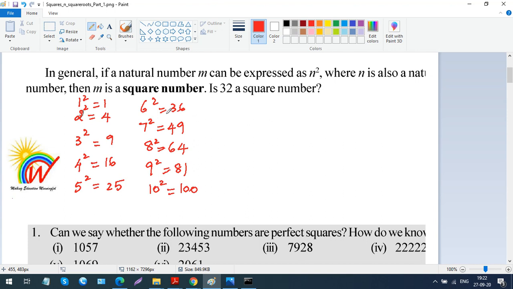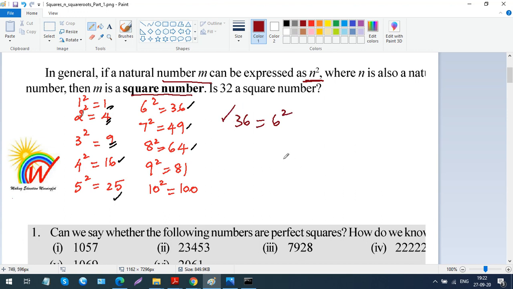Right? So these numbers, which could be written as a square of another number, like 1 could be written as 1 square, 4 could be written as 2 square, 9 could be written as 3 square. These numbers 1, 4, 9, 16, 25, 36, 49, 64 and so on are called square numbers. So that is what the statement over here says: a natural number m can be expressed as n square. If I could write any number as something to the power of 2, then it is called a square number. Like 36 could be written as 6 square. So 36 is a square number.